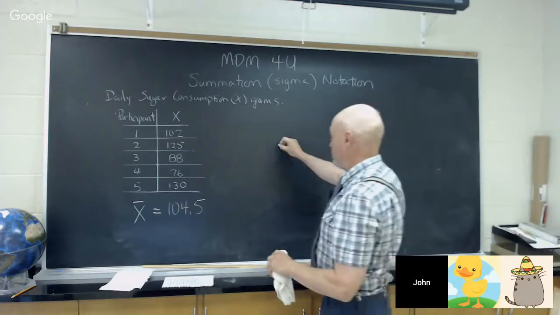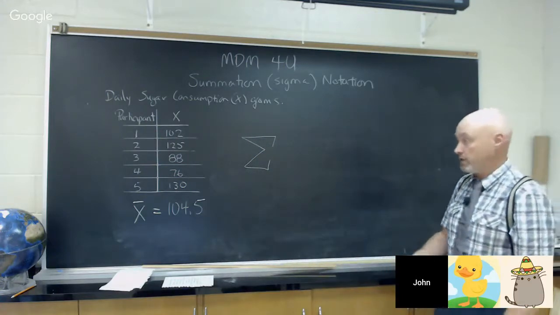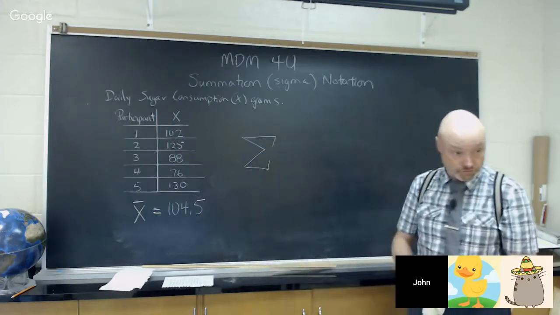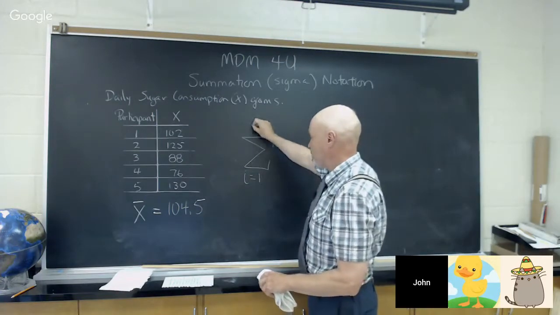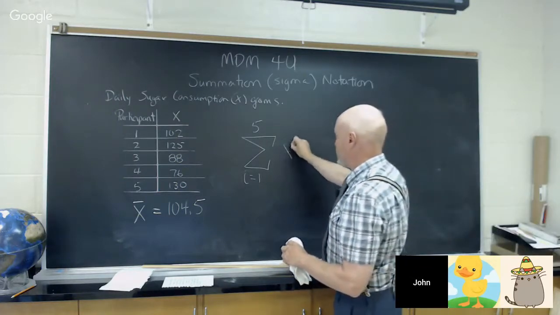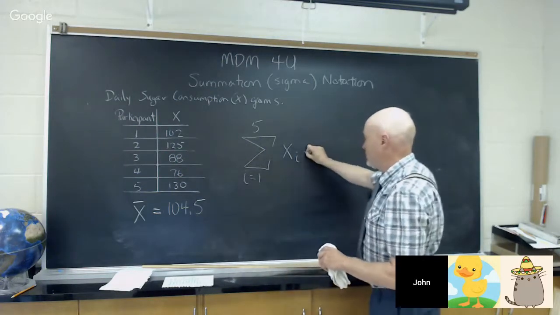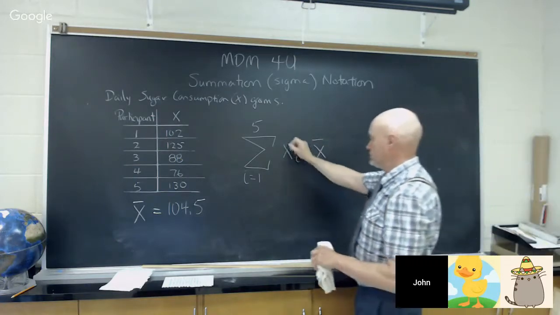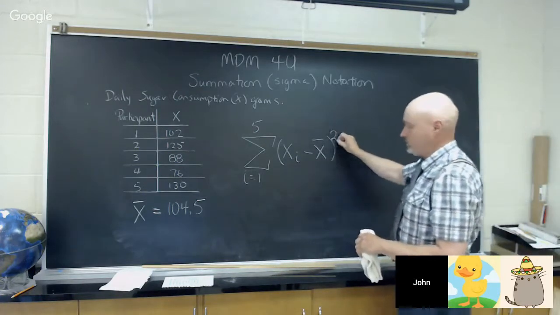I could ask for the sum of all the differences between each person's sugar consumption and the average. And I could write it like this. So I'm going to use the index even though I don't have to, because I'm going to use everything in this set. I'm going to take each individual observation and I'm going to subtract the average from it. And I'm going to square it.